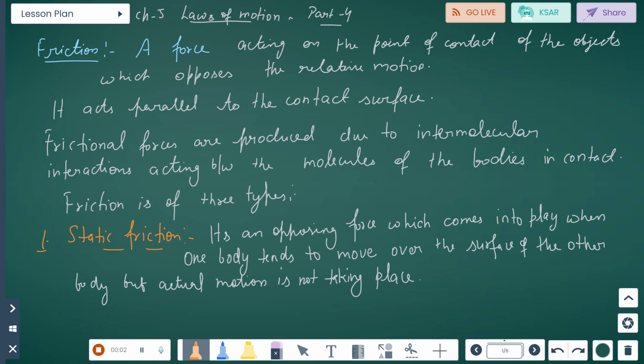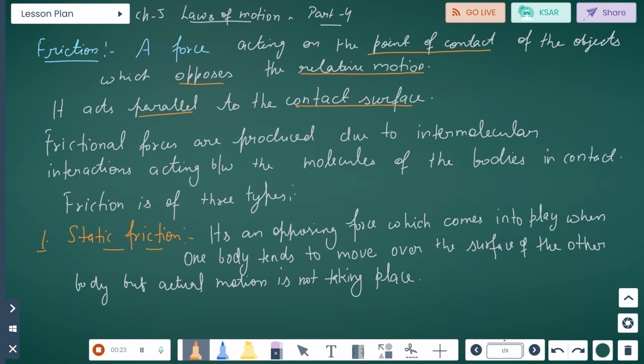Now next topic is friction. In friction, a force acting on the point of contact of the object which opposes the relative motion. ये क्या होगा? पॉइंट ऑफ कॉन्टैक्ट होता है किसी भी ऑब्जेक्ट्स का जो क्या करेगा? अपोज करेगा रिलेटिव मोशन को. It acts parallel to the contact surface.